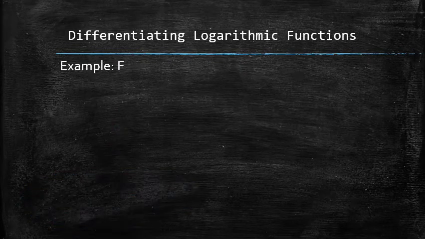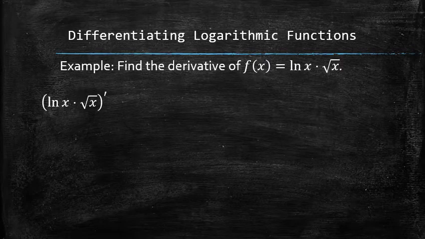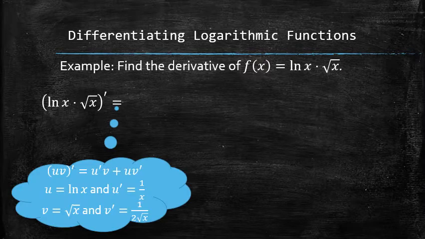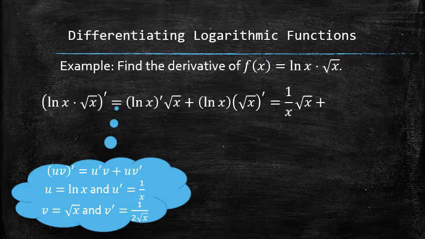Let's try another example. We start the differentiation process by recognizing that we are differentiating a product of two functions. So we apply the product rule, for which we know how to determine all the components. So we get the following answer after simplifying the expression.